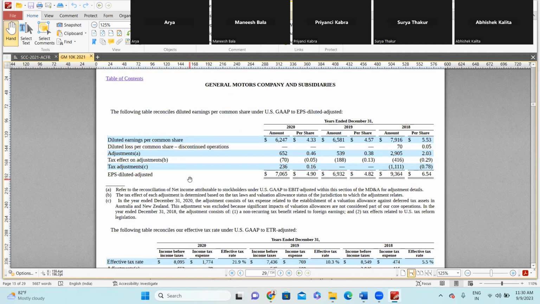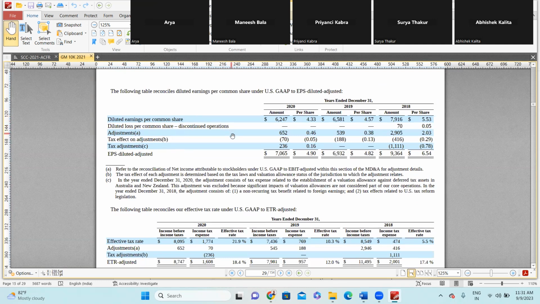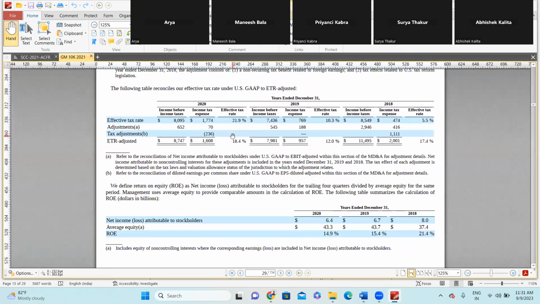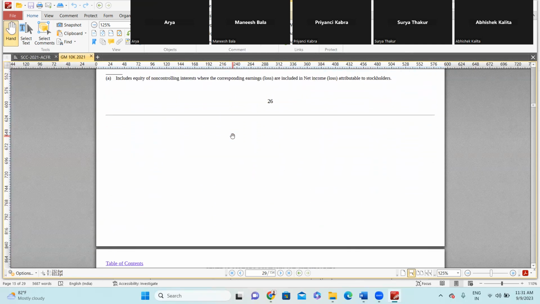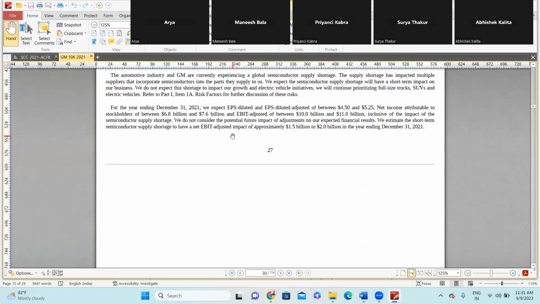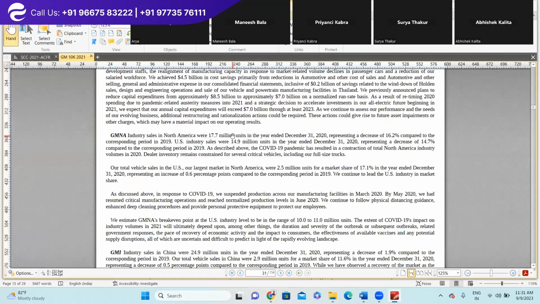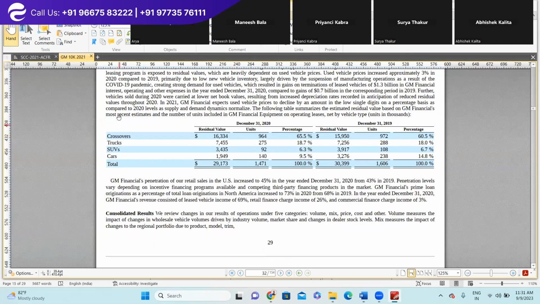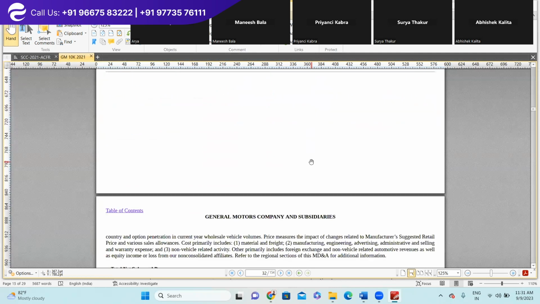period over period transactions. If you see, they discuss diluted earnings per share, they discuss effective tax rate and adjustment of tax, they discuss return on investment, EBITDA, right? And explanation to those as well. On the other hand, they have given the explanation for the respective categories product wise, like crossovers, trucks, SUVs, cars, what is the residual value, how many units they have, how much is the percentage in current year, previous year.